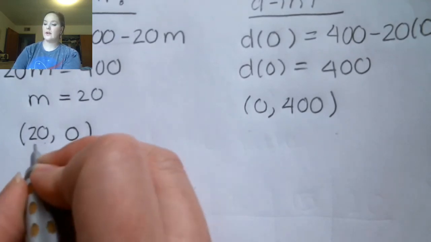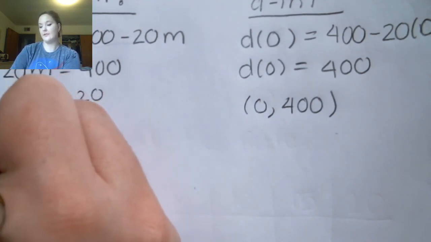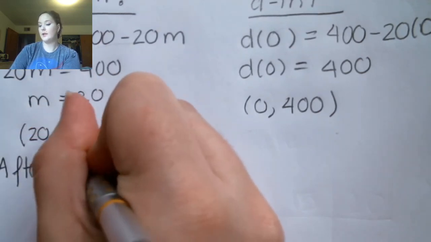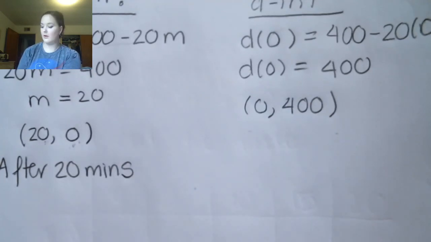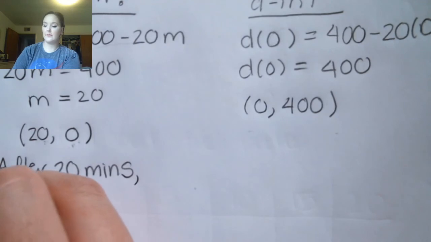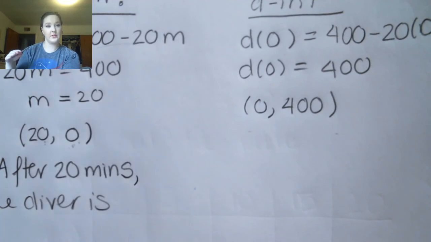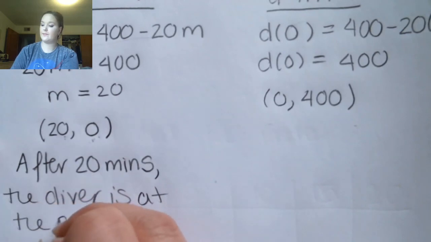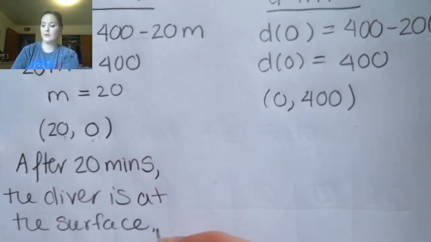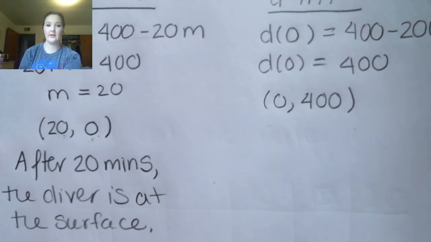So what do the intercepts mean? Remember, we're going to explain both parts. m is the minutes, so we would say after 20 minutes. And then we have to say, what does it mean that his depth is 0? To me, that means the diver is 0 feet below the surface, so that means they are at the surface. We want to use as much plain language in these what-does-it-mean answers as possible. We don't want to say they're 0 feet below the surface. You would just say they're at the surface level.